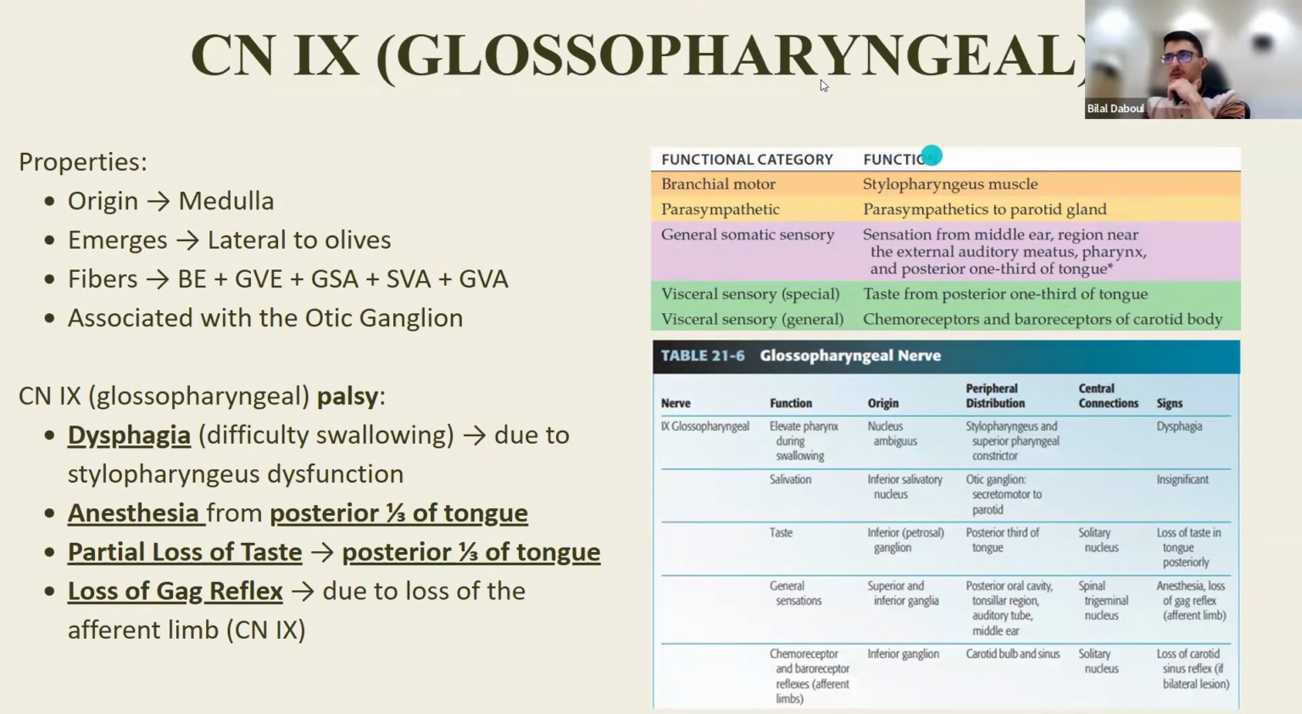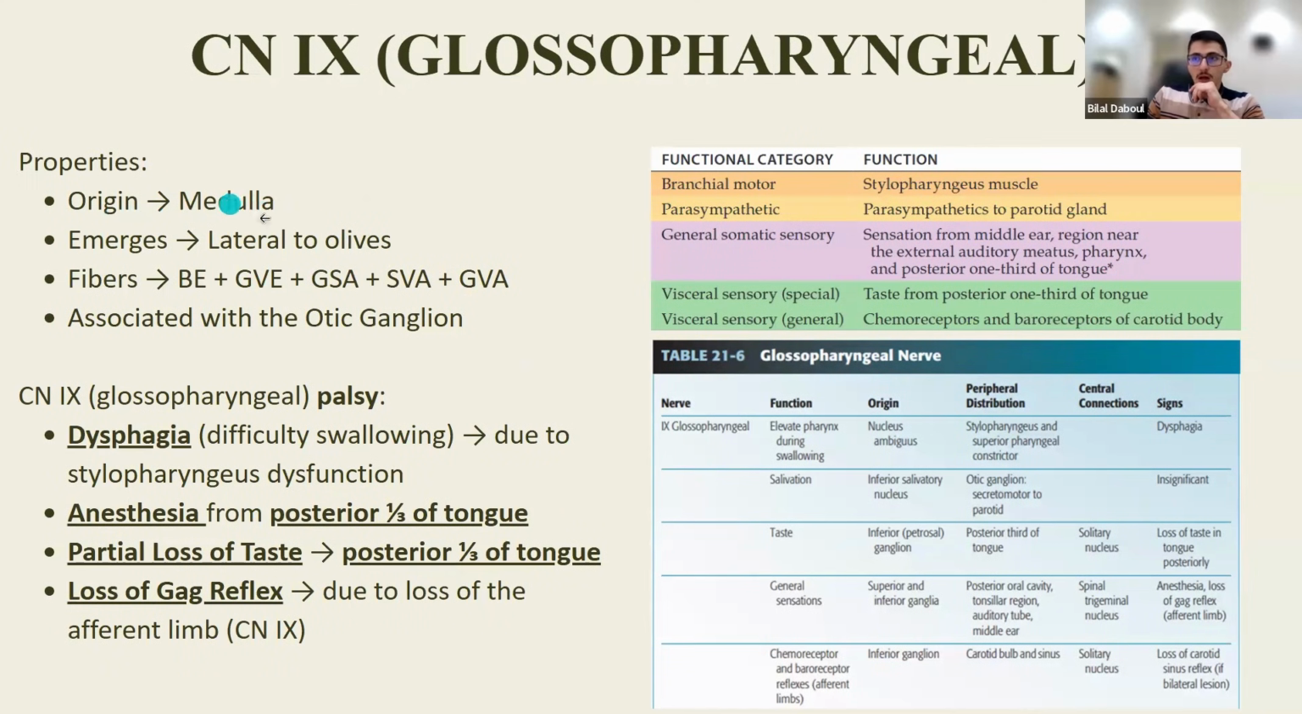Now we proceed to the glossopharyngeal. As the name implies, it supplies a single muscle in the pharynx called the stylopharyngeus. The stylopharyngeus muscle functions to elevate the pharynx and contract the pharyngeal muscles to allow for swallowing. So if you have a glossopharyngeal nerve lesion, you expect dysphagia. Actually, it's mild because the major supply to the pharynx is through the vagus.